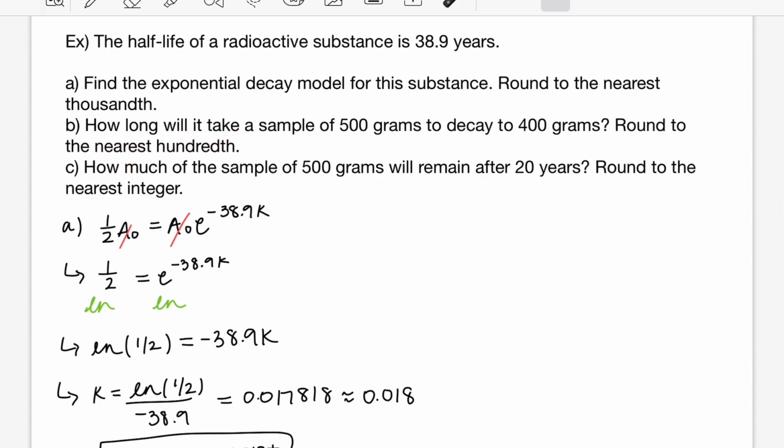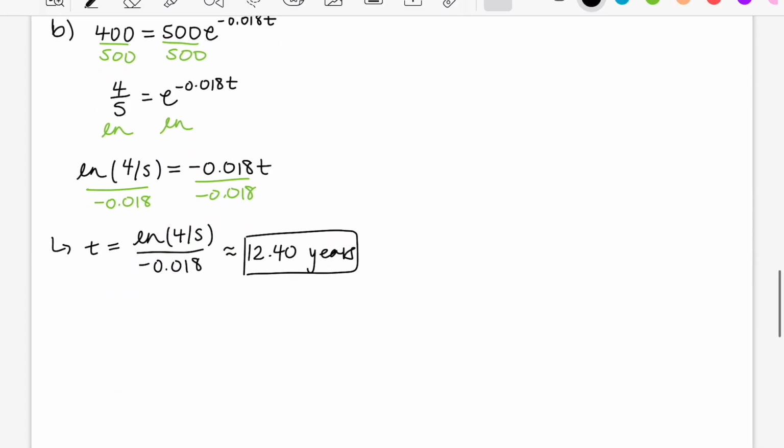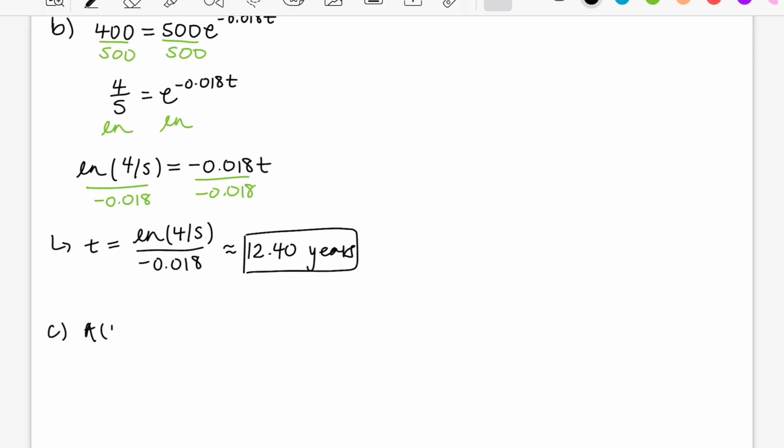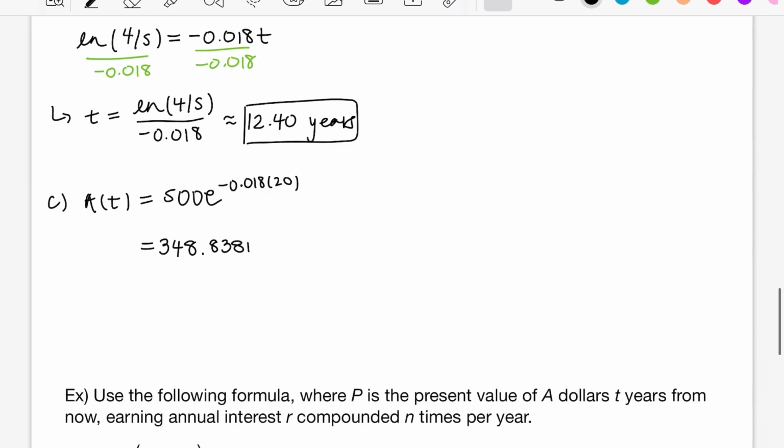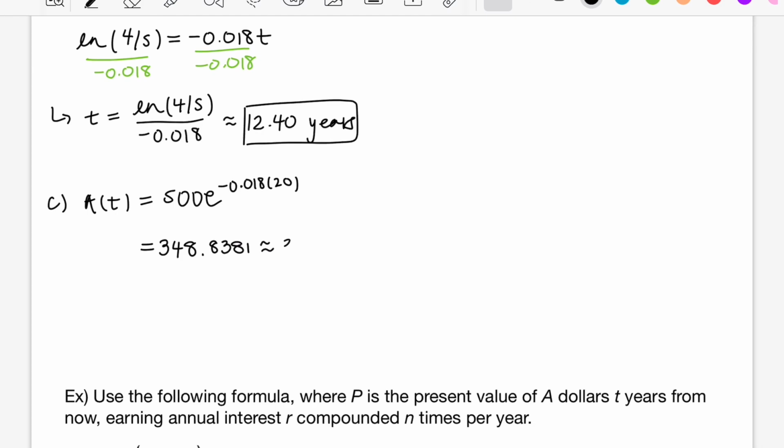And then lastly, for part C, we want to figure out how much of the sample of 500 grams will remain after 20 years. So we're starting with 500 grams, so that'll be our A naught. We want to find the population A of t after 20 years. Evaluating this here, we will get this. And then we want to round to the nearest integer. So this is approximately equal to 349 grams will be left after 20 years. All right.